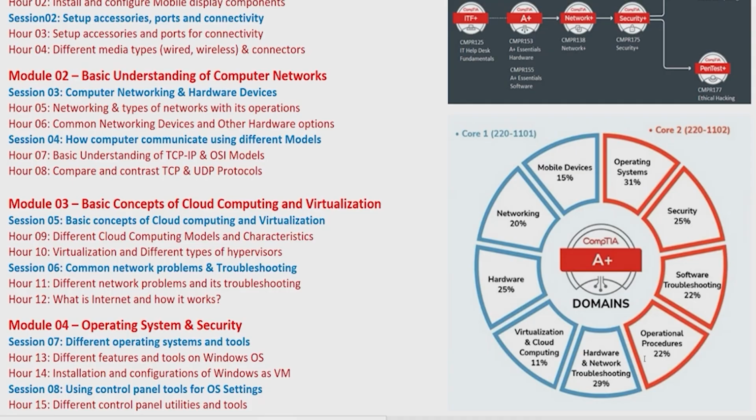That will be one paper. In the second exam, you will be learning operating systems, security, software troubleshooting, and operational procedures, which I have in the fourth module here. So I have taken two big core courses and made one basic course, so you will have all the knowledge of it.